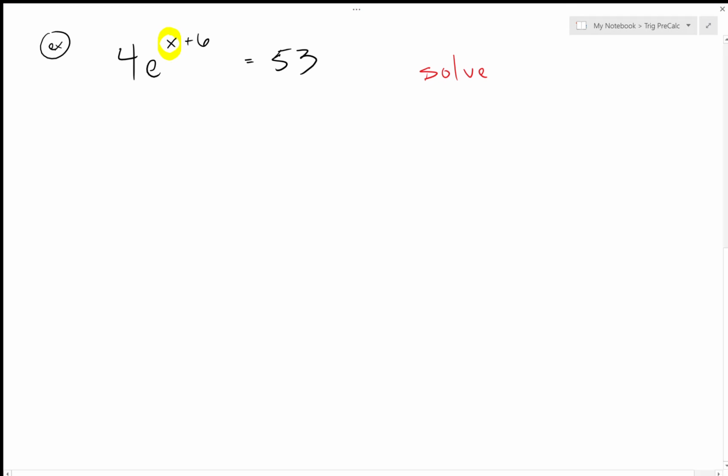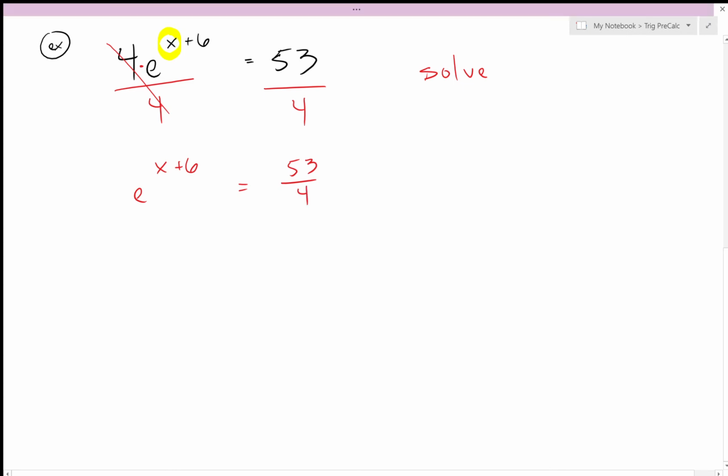All right. Now, what you want to do first is try and get rid of as many numbers as you can. So any of the normal numbers, the regular numbers downstairs, let's move those. So the 4 is connected to this e term by multiplication, so we're going to divide it off to the other side. All right, so 4 cancels. I've got e to the x plus 6 equals. You can go decimal here, you can leave it as fraction. I'll just leave it as fraction for now. 53/4. Okay, so now I've gotten a little bit closer to this x.